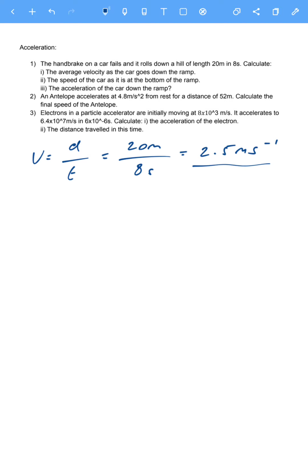Okay, now the next one, the speed of the car as it is at the bottom of the ramp. Now you might think, well, if the average is 2.5, then the final velocity is just double that, which would be 5. But let's prove that. So let's write SUVAT, and let's take down the ramp as positive. So the displacement down the ramp is the 20 meters. The initial speed is 0.